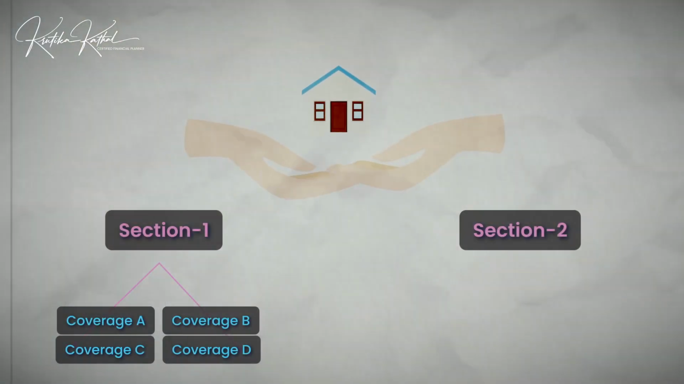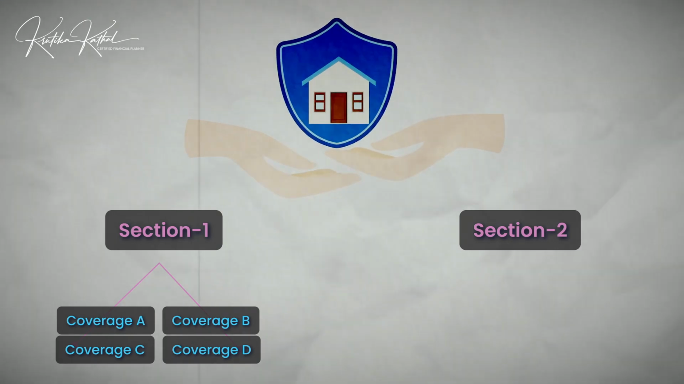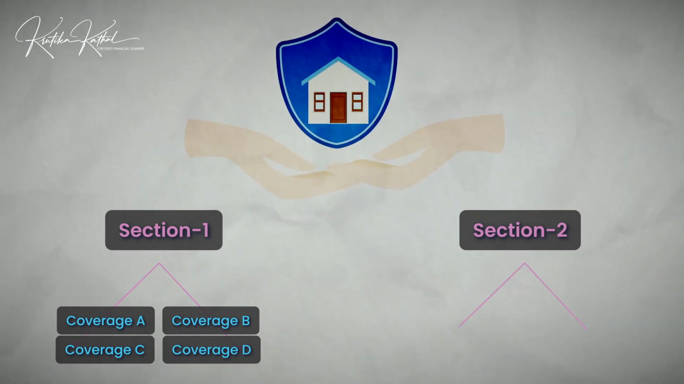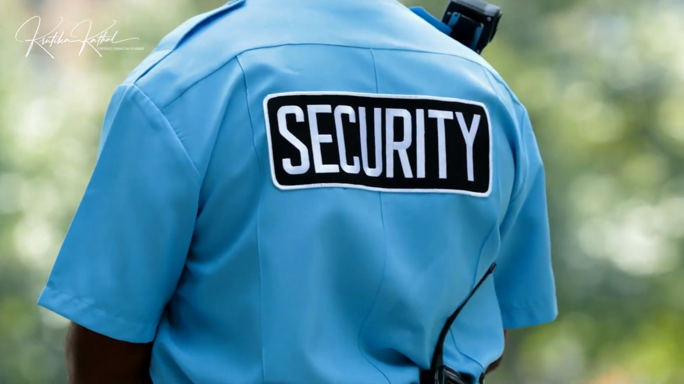The second part, that is section 2, covers liability and medical expenses. It consists of two main areas. Coverage E under section 2 covers personal liability. This section protects the insured, that is all the family members living in the same house, against losses arising from legal liabilities. The insurance company will also pay for defense in a lawsuit. Insurance companies do not cover intentional injury to another or self-injury.